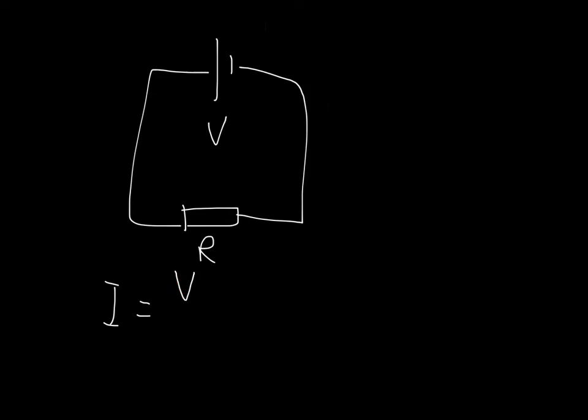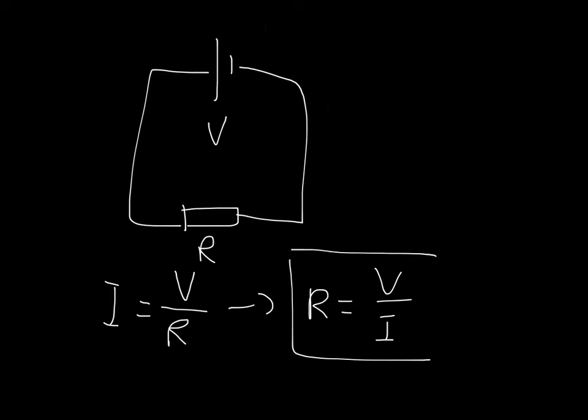Now what about the resistance? Well, if I have lots of resistance, I'm going to get less current because it's harder to get through. Therefore the resistance has to be dividing. I'm going to put this dividing. I can rearrange this equation now and put it like this. R equals V over I. And this is actually the definition of resistance.